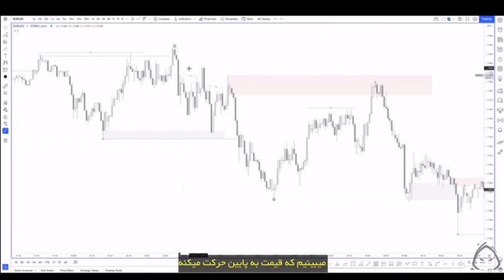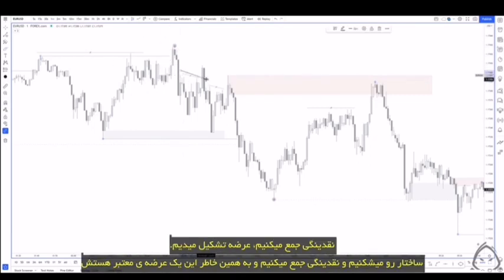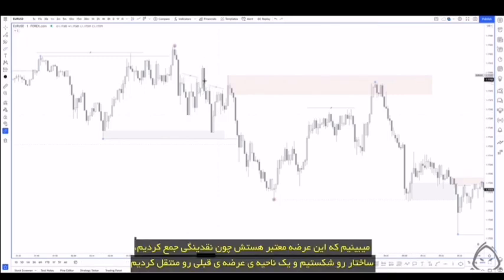As we can see, price then moves to the downside. We take liquidity, we create a supply zone, we break structure, and we take liquidity, which is why this is a valid supply zone. And what we can see is this supply zone right here is valid because we take liquidity, we break structure, and we mitigate a previous supply zone.